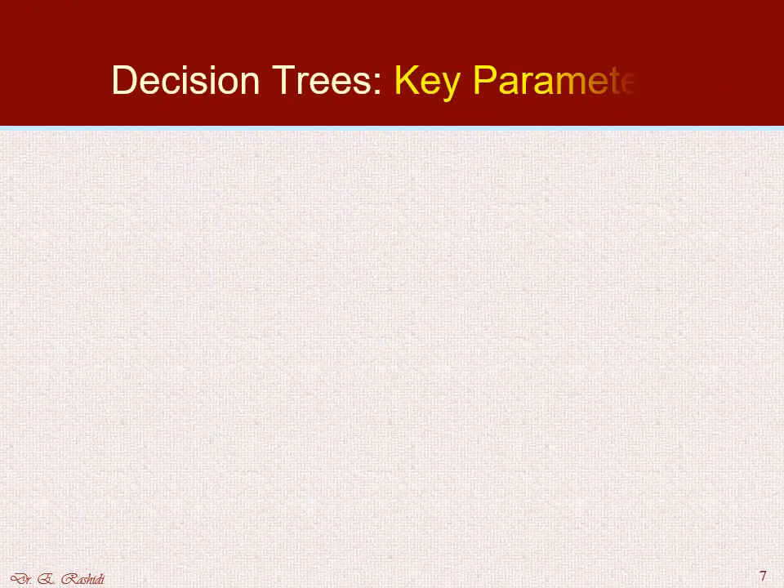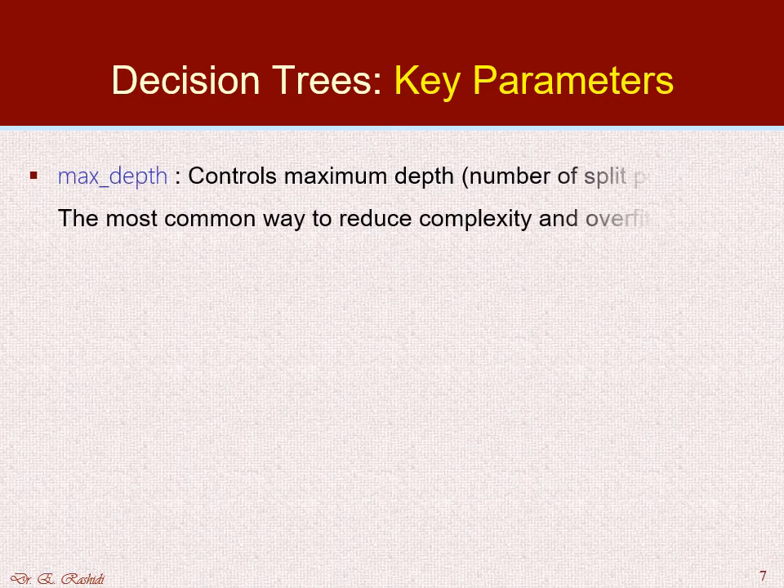Key parameters of decision trees. Decision trees are very powerful machine learning algorithms, but also very susceptible to noise and overfitting. To avoid this, there are certain parameters that you can use to control the behavior of decision trees. One of them is max depth. Max depth controls the maximum depth, or the number of split points, in your decision tree.